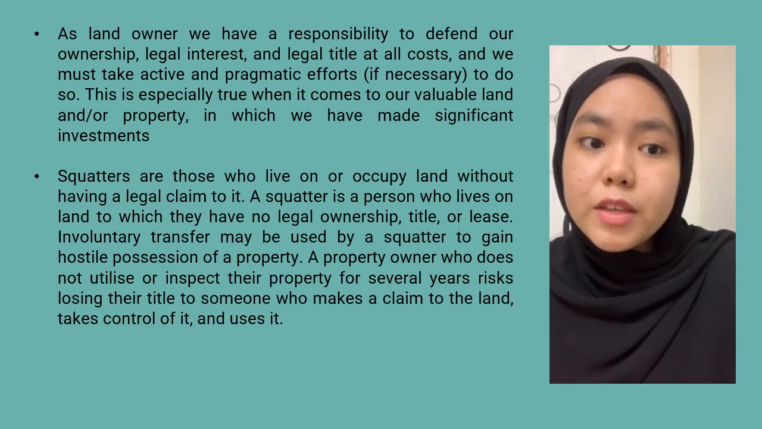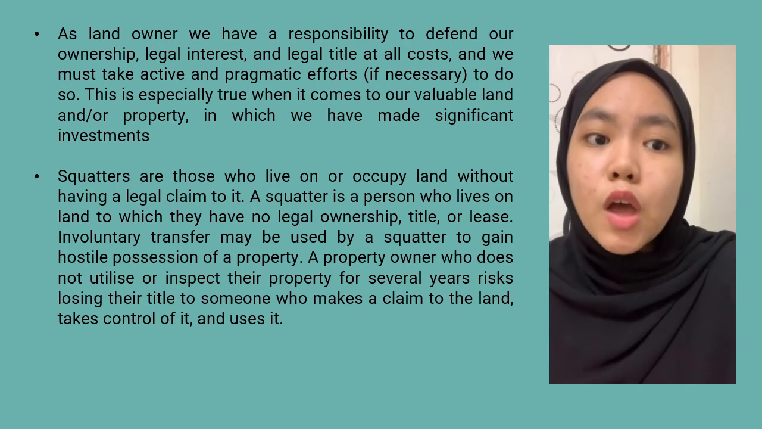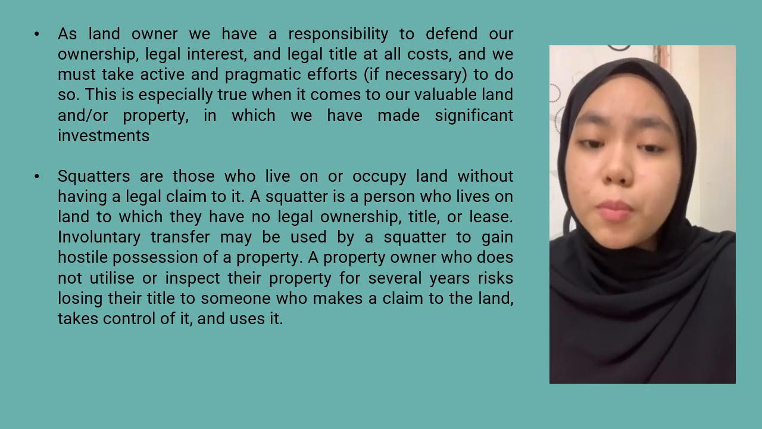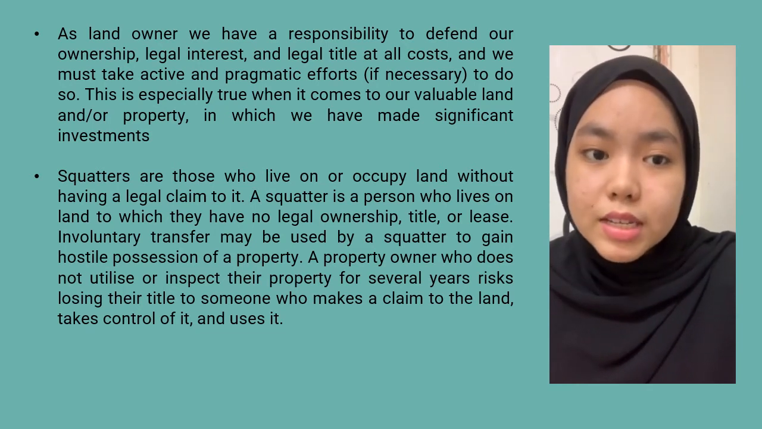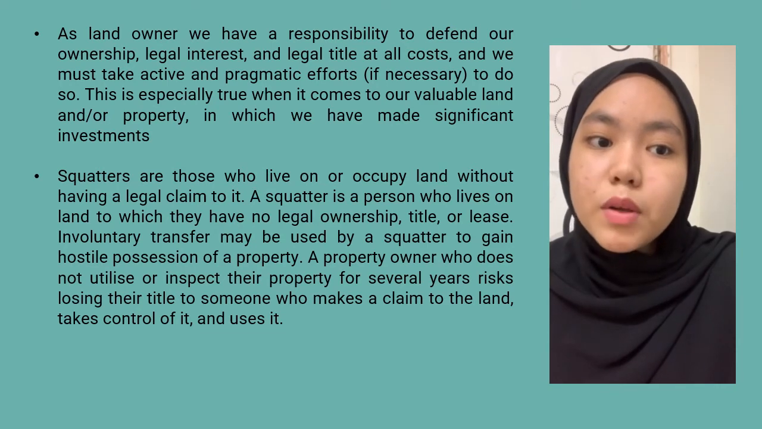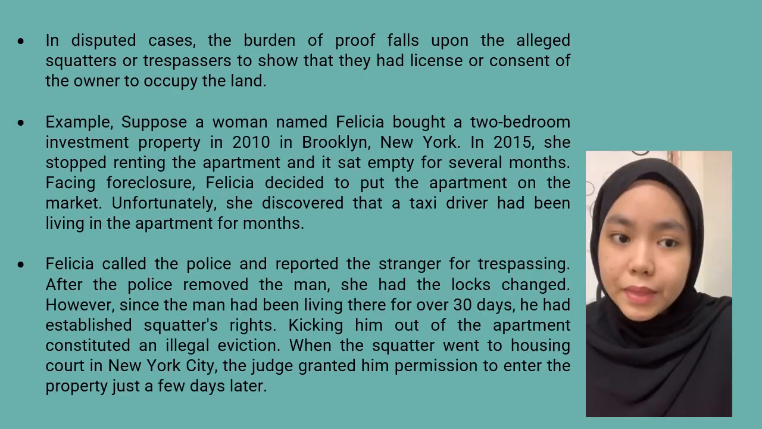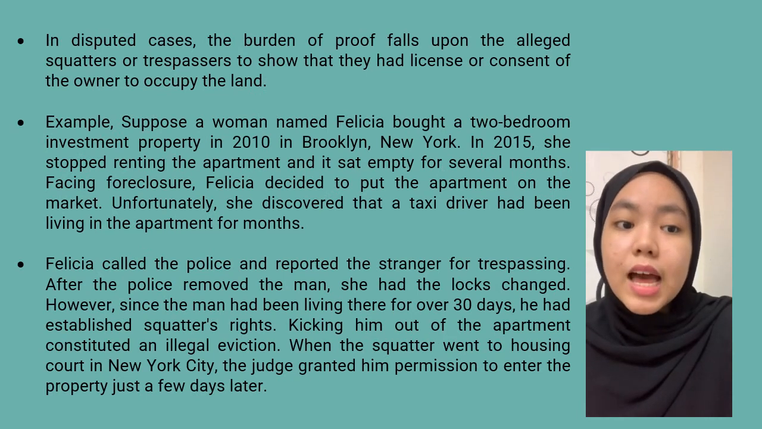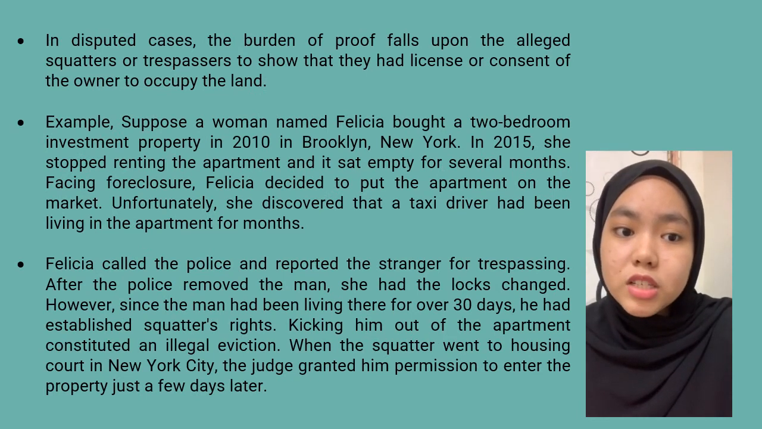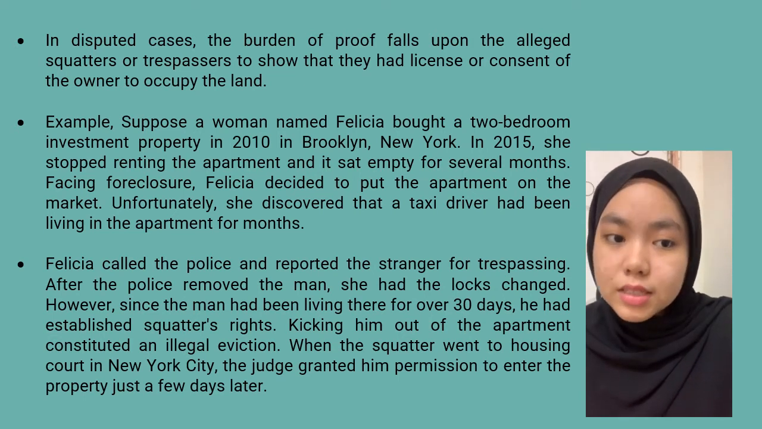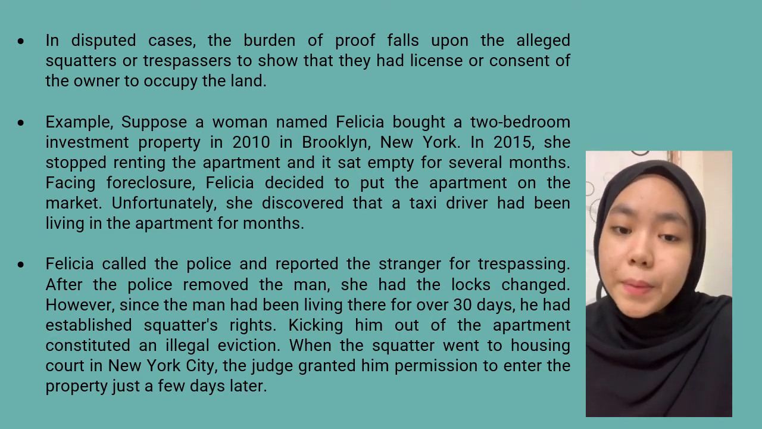Adverse possession may be used by a squatter to gain title to land from an owner who does not utilize or inspect the property for several years, thus losing the title to someone who makes a claim to the land, takes control of it, and uses it. In dispute cases, the burden of proof is upon the alleged squatters or trespassers to show that they had a license or consent of the owner to occupy the land.